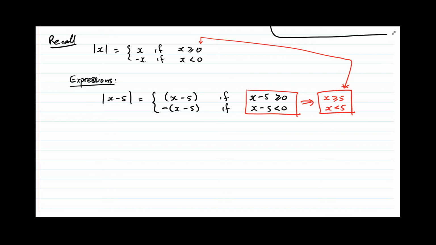Our next topic, actually. So let's see what we would get if I write another expression. This time 2x, say, plus 3.